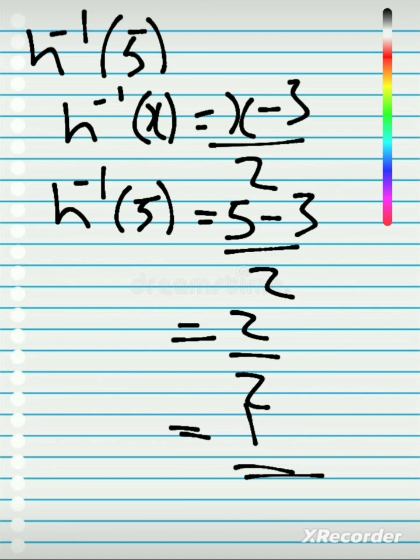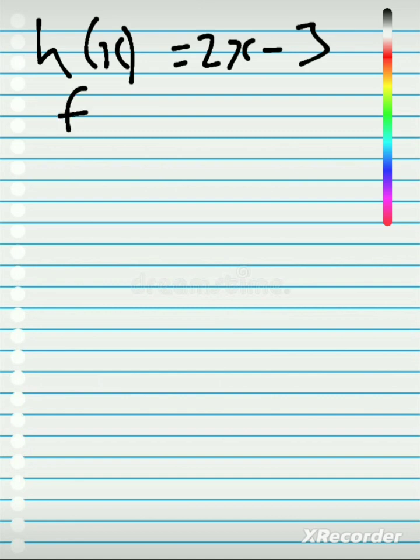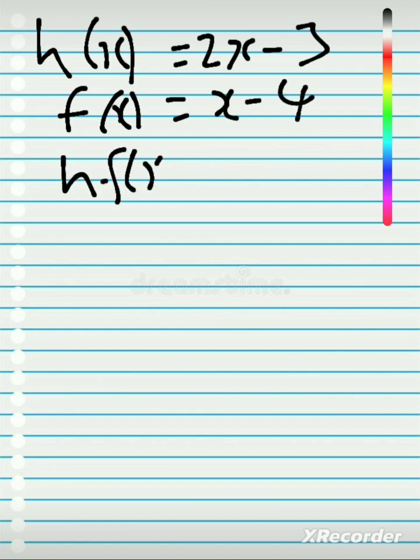Okay, we go to c. So c, it's a compound function. We have h(x), which is 2x minus 3, and we have f(x), which is x minus 4. So they want us to find h(f(x)).